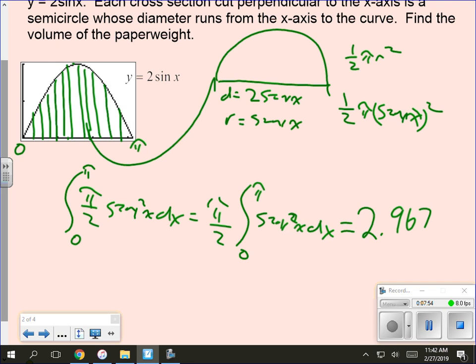I think it's 967. It might be 467. That's hard to read on handwriting sometimes. Well, that's what you get.